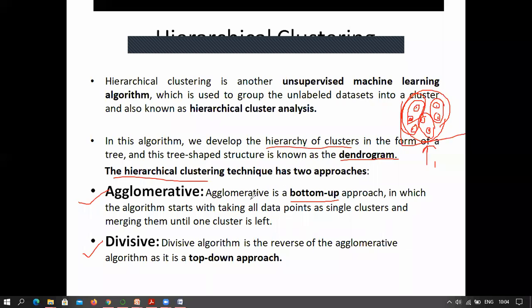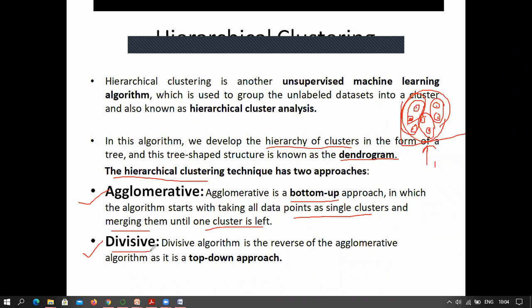So agglomerative is a bottom-up approach in which the algorithm starts by taking all the data points as single clusters and merging them until one cluster is left. Is it okay? I'll take one example of this.